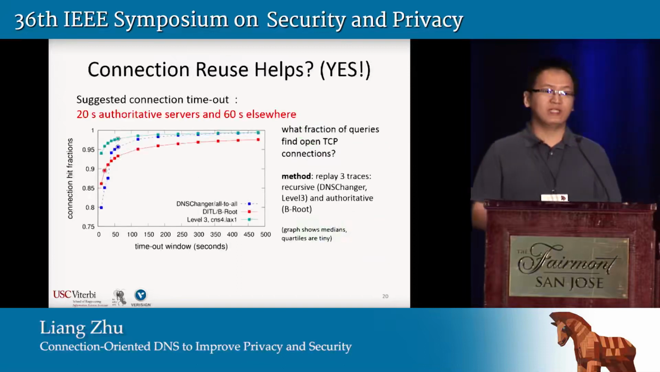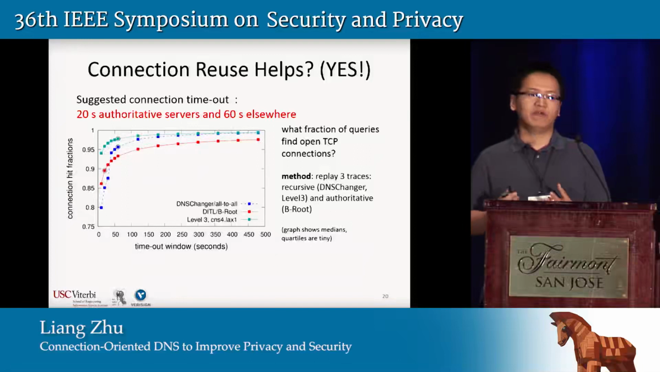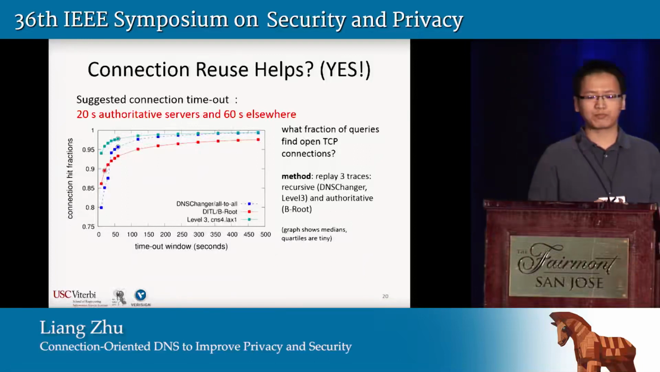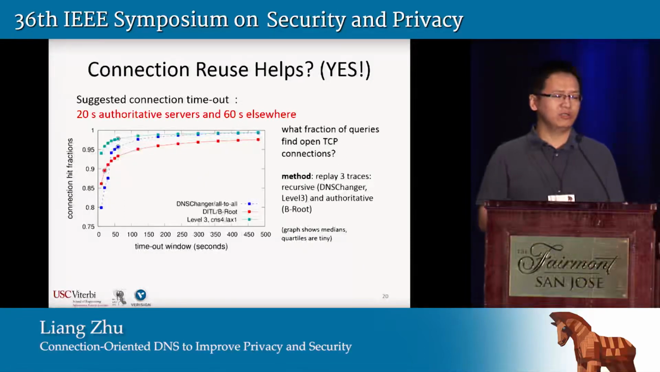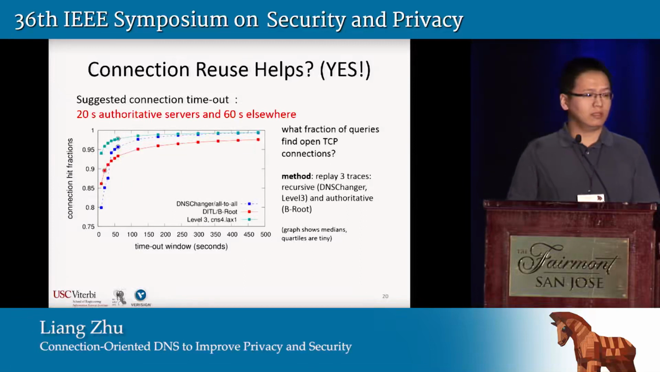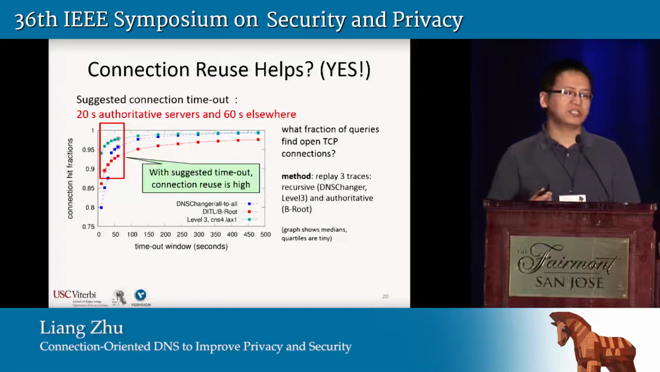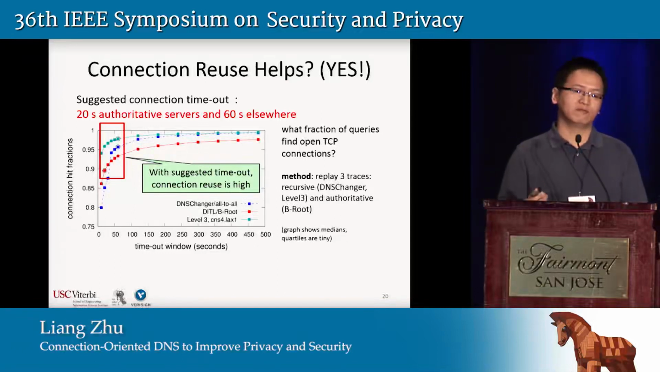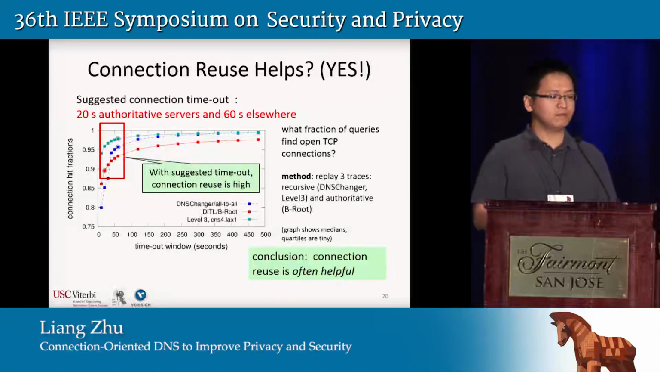So before we get to the server memory analysis, we have to understand how effective the connection reuse is. The question is, how often do we see a connection getting reused at the server side as a function of how long we keep the connection open? Here we use 3 different kinds of traces to do the trace replay, and we find that with our suggested timeout, the connection reuse is actually very high. It's about 90% and above.